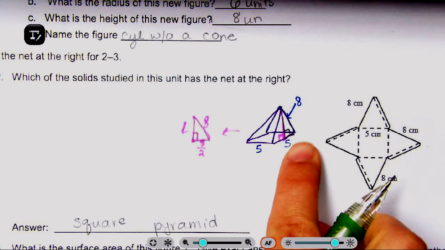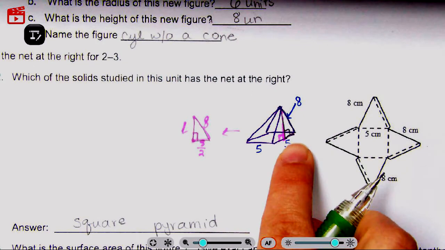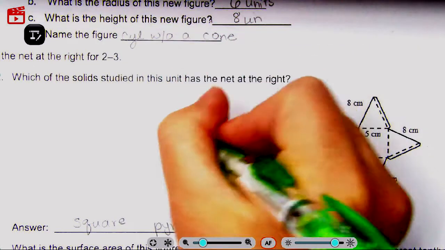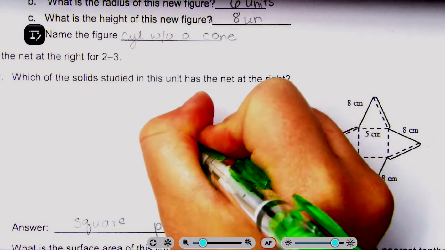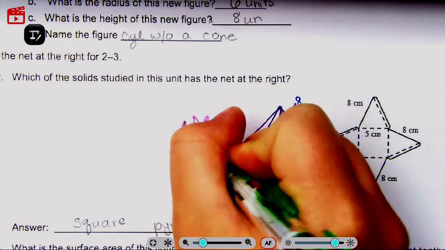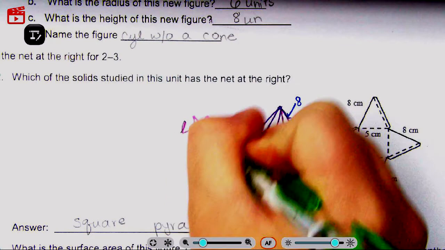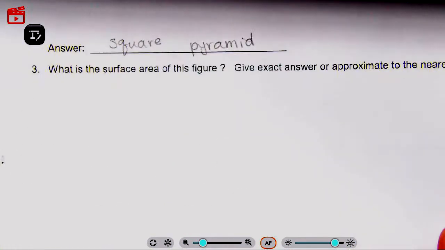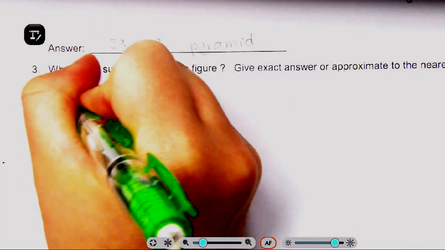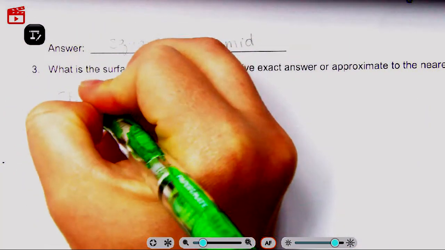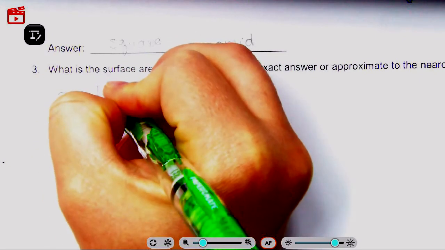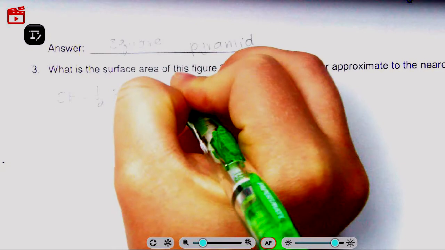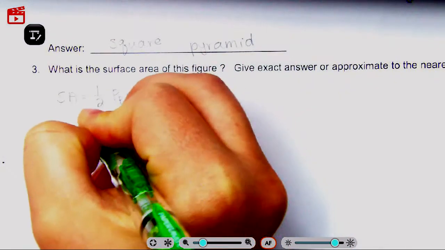The slant height meets at a right angle. So here's my slant height. Here is the 5/2, and then my hypotenuse is 8. So knowing that, let's go ahead and find the surface area. The surface area is equal to 1/2 the perimeter of the base times slant height plus the area of the base. So let's do that.